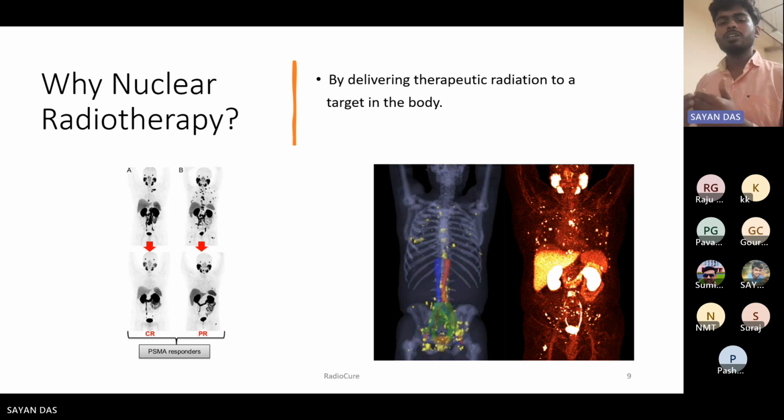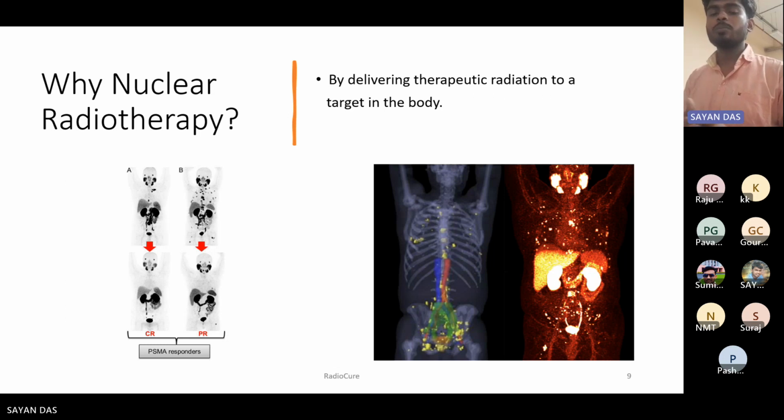So I am just trying to say it will specifically go to that particular site, and it will actually kill the particular carcinoma, and it will go out of the body. So it will not affect our normal cells as it was affected previously.